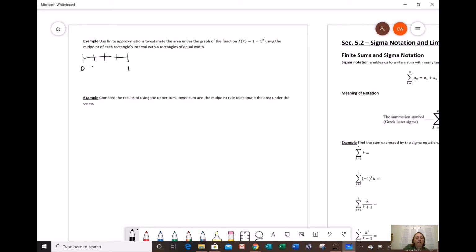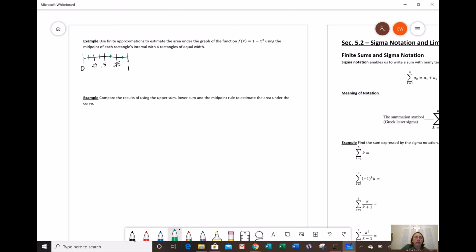So remember, our delta x was 0.25, 0.5, and 0.75. It's the same delta x as before. However, this time we need the midpoint. So the midpoint is the value that's halfway between each of these intervals. This is what we're going to use to find the height of each of these rectangles.